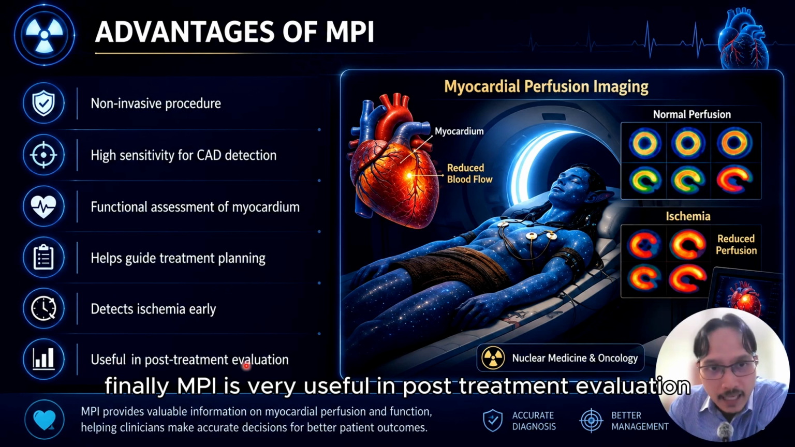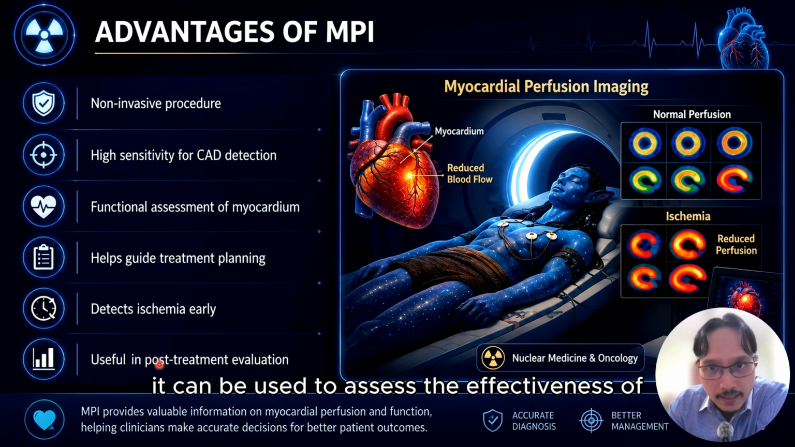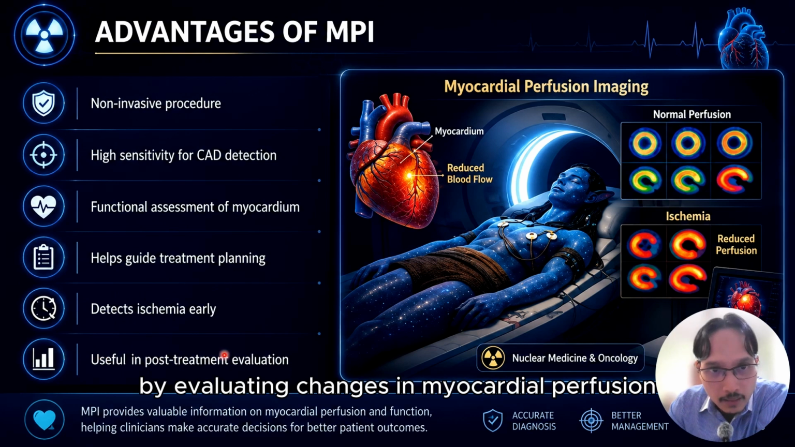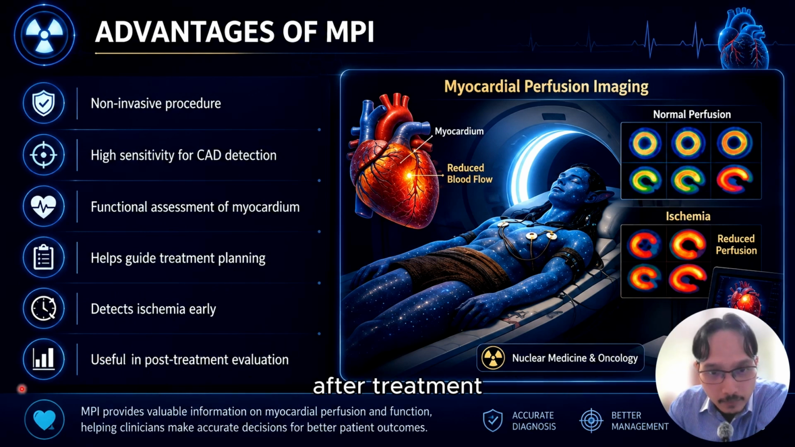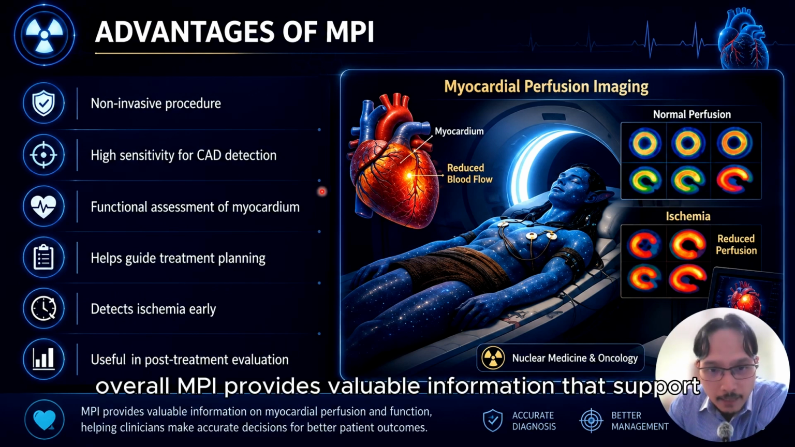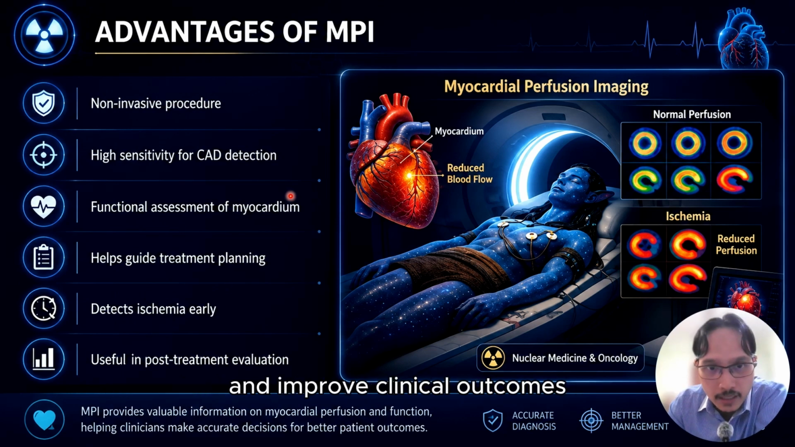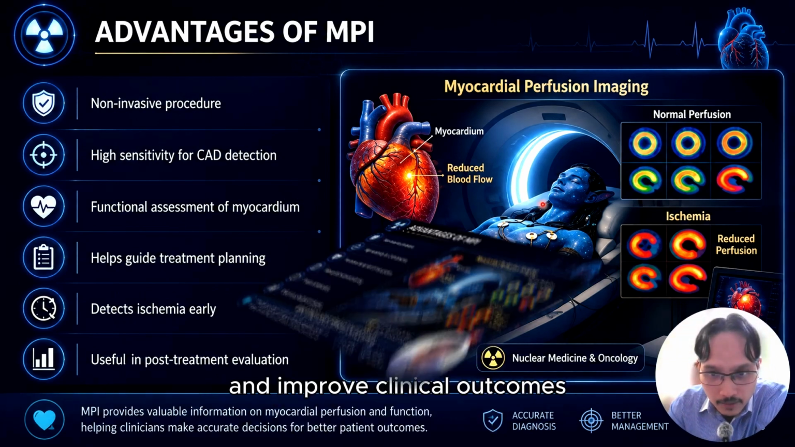Finally, MPI is very useful in post-treatment evaluation. It can be used to assess the effectiveness of intervention such as PCI, CABG, or medical therapy by evaluating changes in myocardial perfusion after treatment. Overall, MPI provides valuable information that supports accurate diagnosis, appropriate patient management, and improved clinical outcomes.